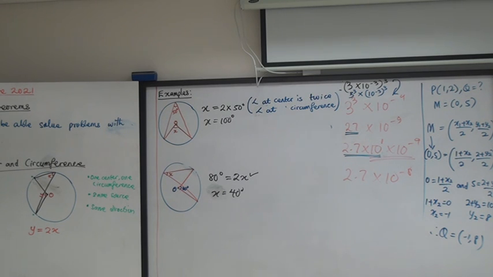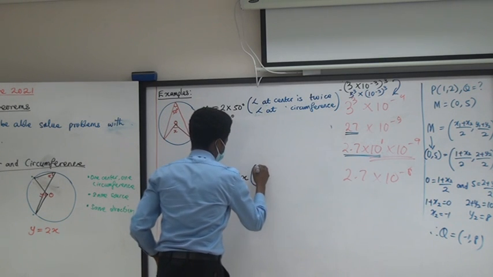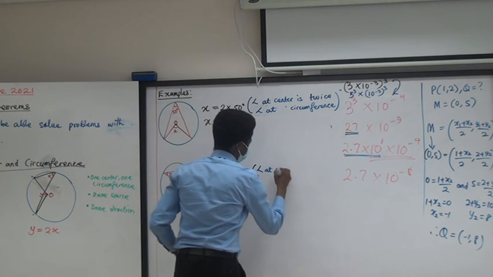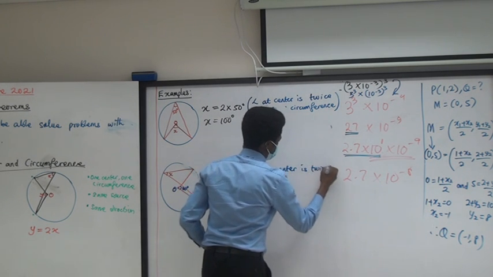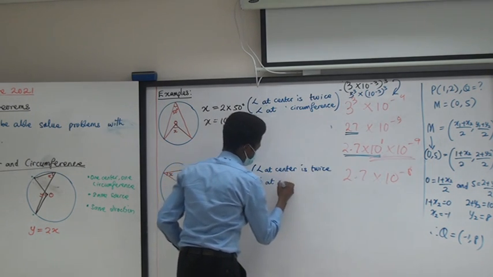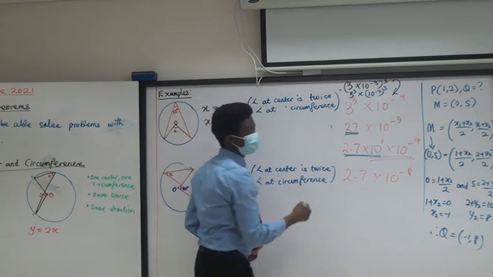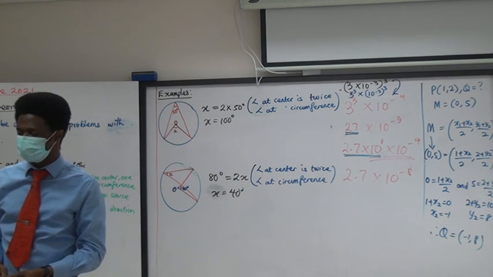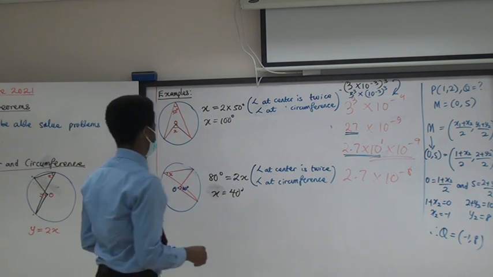This bracket, this reason is after each question. Okay? I'm not saying write it at the top. So just like this one again: angle at center is twice angle at circumference. You put it in front of the line. For the sake of our time, you may only write it for one of them now. But when you're practicing, make sure you write it in every step. Understand? In every question, I mean.